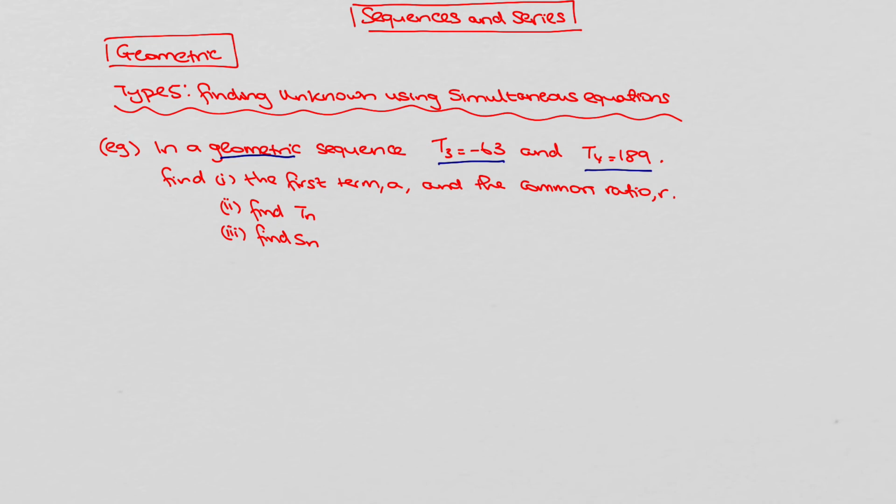So using this information we're going to find the first term a and/or the common ratio. We're going to find the general term and then we're going to find the sum to n terms. Okay, so let's look at what we're given. We know that T3 is equal to minus 63.